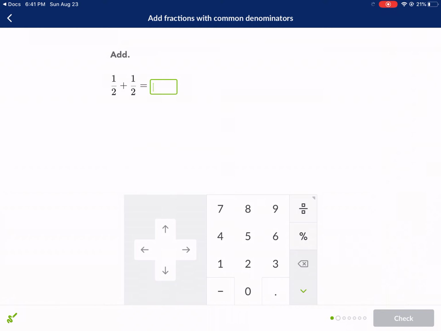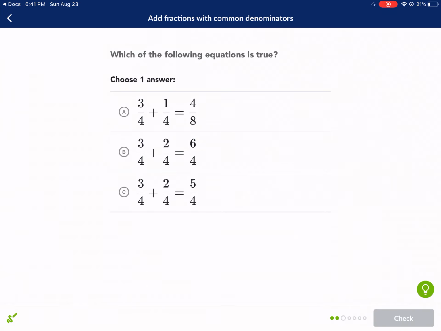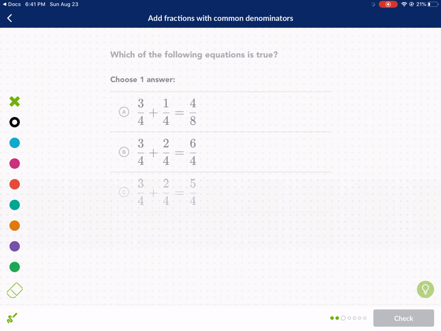So here we have 2 over 2 because we have 1/2. We're going to add the top. 1 plus 1 is 2. And then keep the base the same, 2. Next question. Okay, which of the following is true? Is 3 over 4 plus 1 over 4 equal to 4 over 8? Okay, is 3 over 4 plus 2 over 4 equal to 6 over 4, or is 3 over 4 plus 2 over 4 equal to 5 over 4?